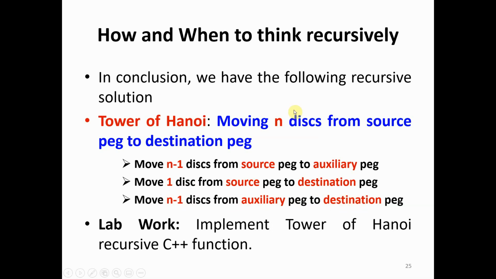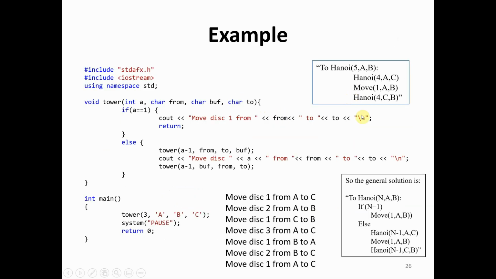The base case, the stopping criteria, is once we only have 1 disk. If that's the only disk that we have, it's very simple, we can just move it from source to destination easily. This is the implementation of the recursive Hanoi Tower function in C++.